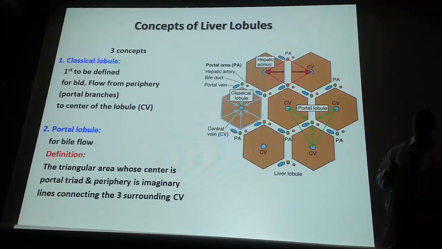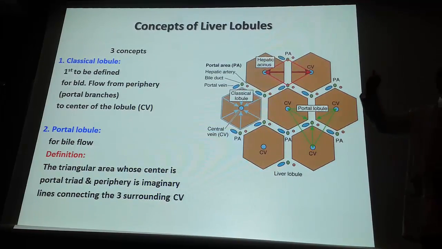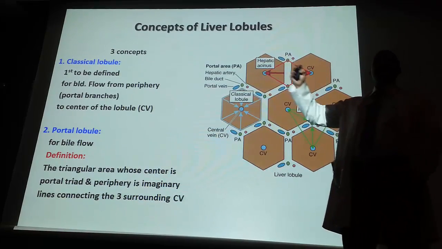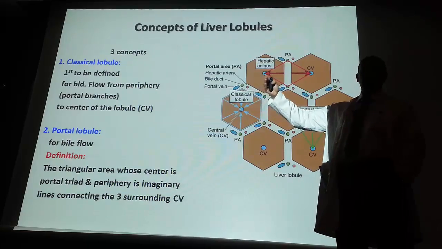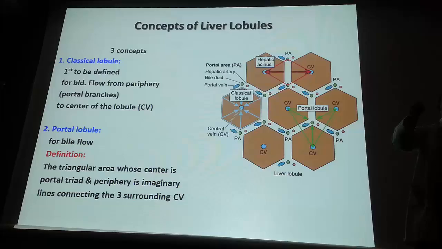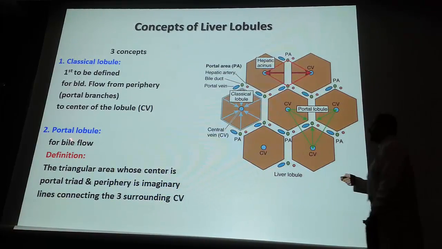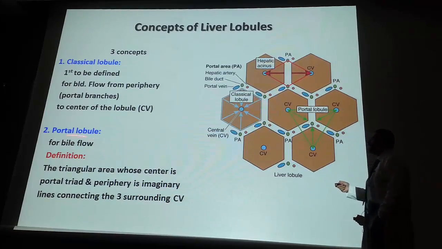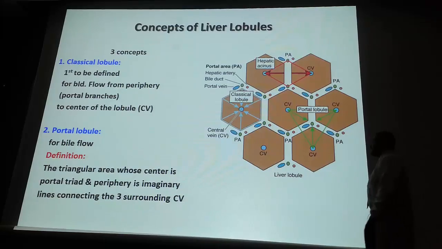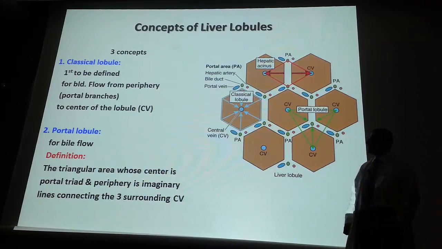So now when we speak about the functional unit of the liver, we have a classical lobule describing the function of blood filtration, which is equal to the hepatic lobule, the structural unit. But when we speak about the bile production, we have the portal lobule. Okay? The portal lobule describes what? The bile production and secretion. Okay? And its center is always the bile duct within the portal triad.